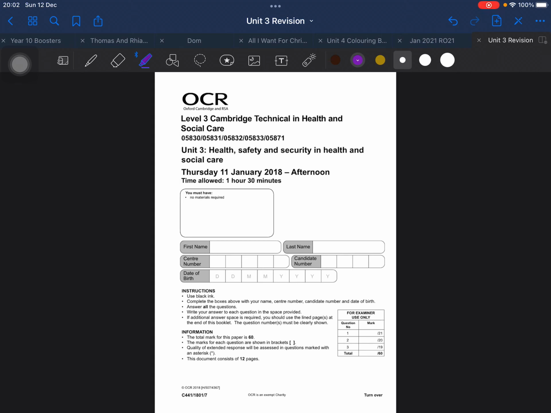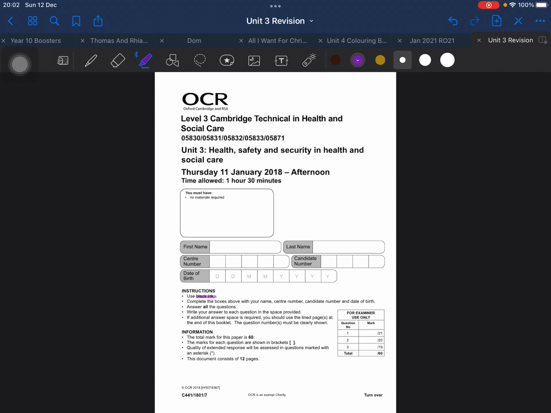So, on here you must use black ink, and that's for the reasons of being able to scan it properly into the computer so that when the examiners actually see it and it appears on screen, it's readable. If you use blue ink, it can be a little bit faint, and if you use pencil, we've got no chance of seeing it, so stick to the black ink.